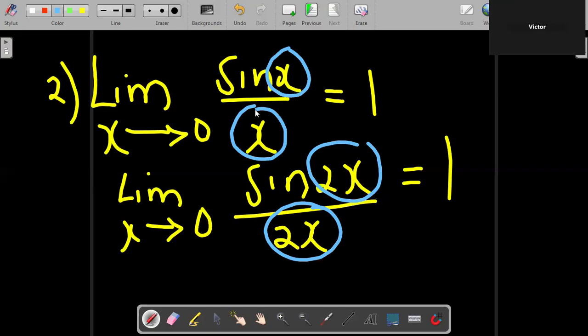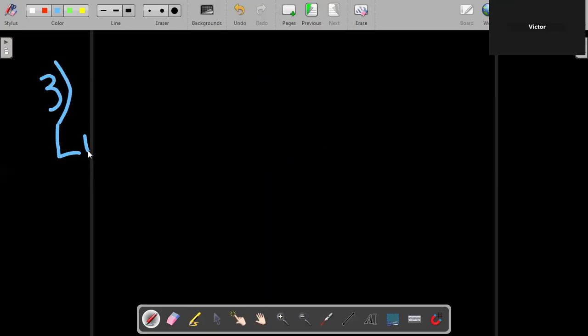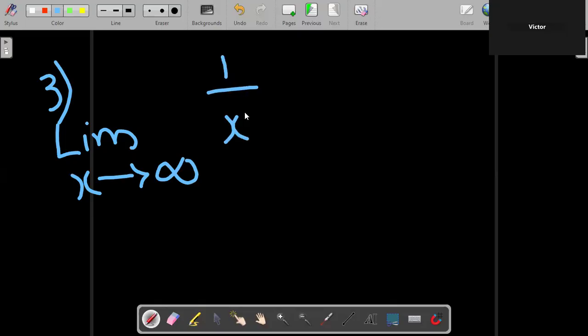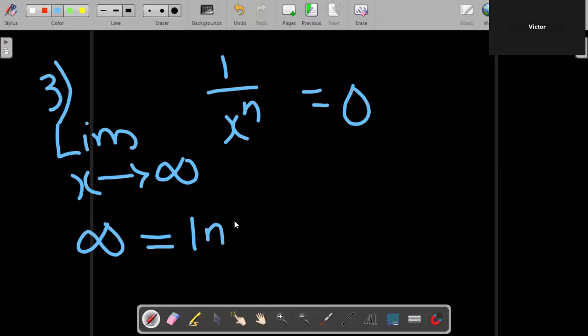I'm done. Okay. And we also have number 3, where you have lim x tends to infinity of 1 over x to the power n. The result is 0. This symbol like this is called infinity. So anytime you have a situation like this, there are other rules, but we are going to stop here because they don't set that much. Maybe they will set 1 or 2. That will be all.